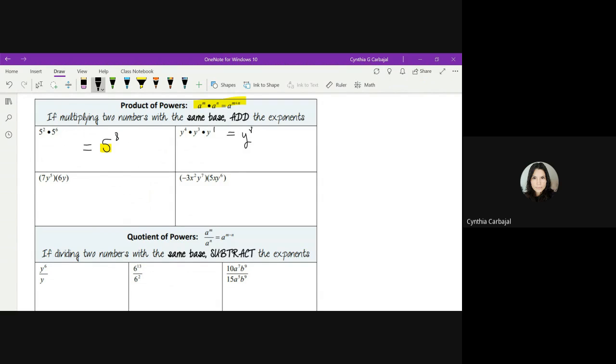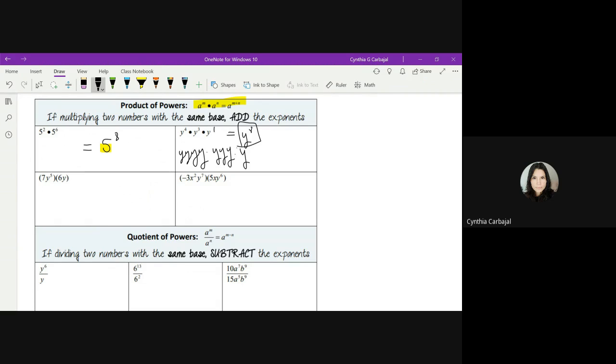Well, let me just expand in case anybody needs that. Y to the 4 means we have 4 y's being multiplied times 3 more y's because it's y to the 3rd power, times 1 more y. And if you count, you end up having 8 y's. So that's why this is our answer. So that's why it works. This is just a little shortcut.